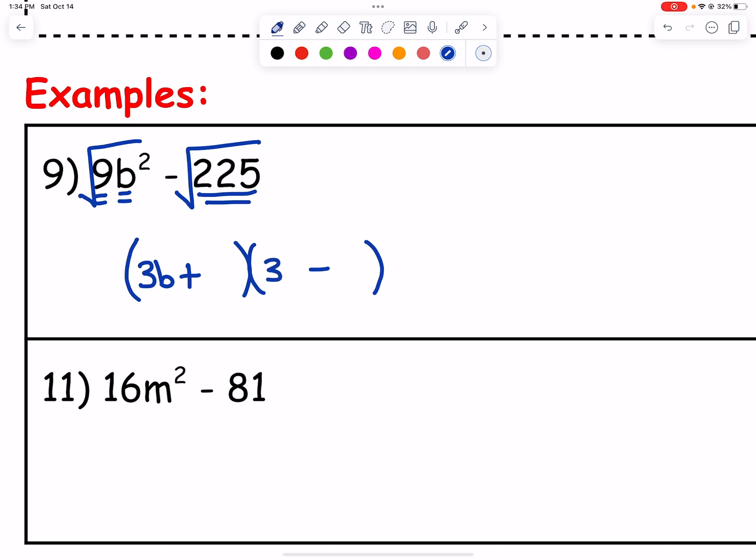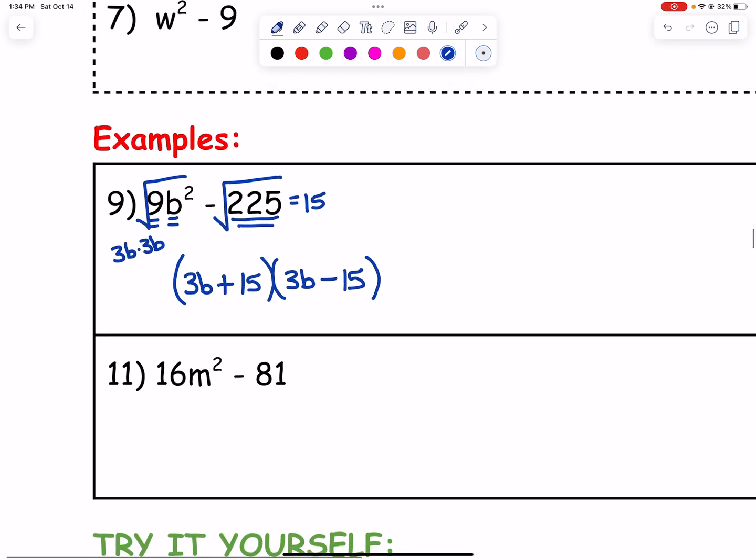The square root of 9b squared is 3b, because 3b times itself would give you back 9b squared. And the square root of 225 is equal to 15. And you can simply use your calculator if you don't have that one memorized. All right, let's look at another one.